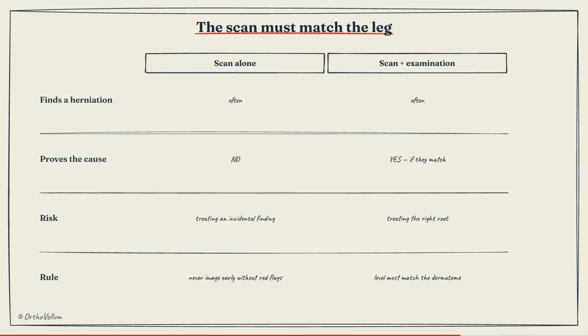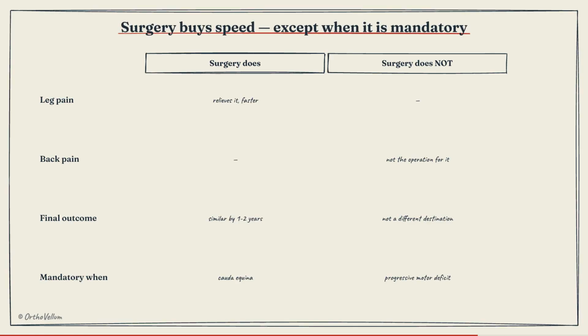The finding has to match the root, and the root has to match the leg. If the MRI shows an L4-5 herniation, but the patient's numbness is in the sole of the foot and the ankle jerk is gone, the story does not fit, and you should be looking harder, not operating faster. Discectomy, usually a microdiscectomy, removing the fragment that is compressing the root, is a good operation for the right patient, and understanding what it does and does not do is the whole art.